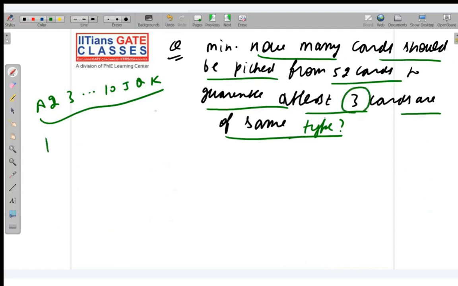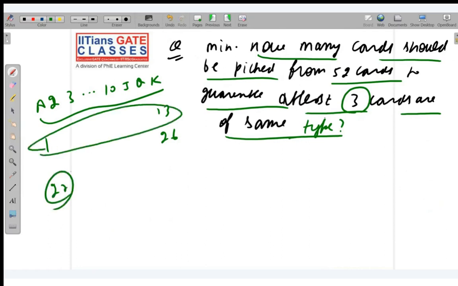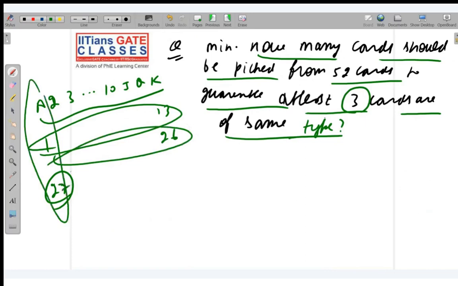So what should be done? 1 to 13 is over, then 26, and then we will get 39. Now sorry, we will not go till 39, only 27 is needed. So 1 to 13 all are different, then from 14 to 26 again all are different. The moment you pick the 27th card you can say at least 3 will be of the same type, that is for sure. So the answer to this question is 27.